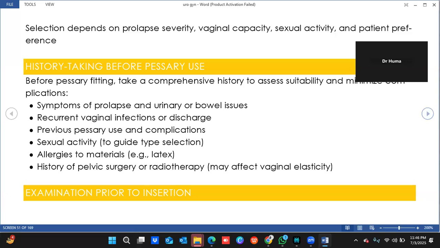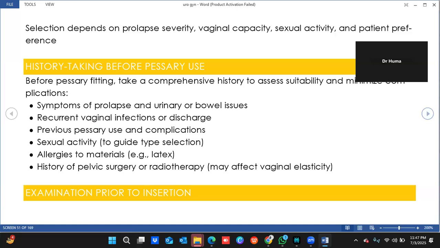Okay, a brief history of our presenting complaints. What are the presenting associated bowel, urinary problems, any infections, has she used a pessary before, what is accessible, what are the complications, whether she is sexually active, and rest of all, we will rule out some risk factors, allergies, and history of any pelvic radiotherapy or any surgery.